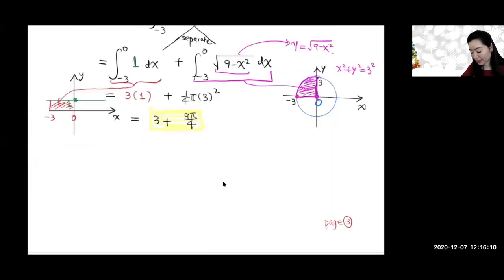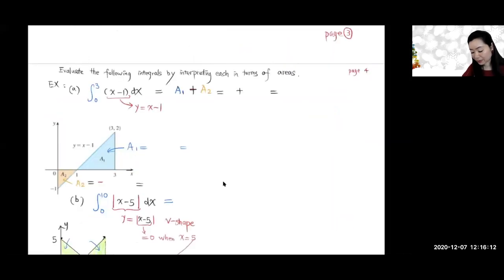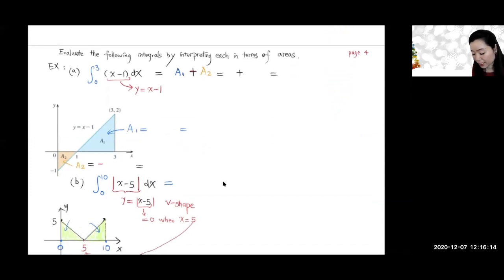Okay, the next one over here. Let's try to evaluate this integral here by interpreting this in terms of area. So the function here is y equal to x minus 1. So this is a graph for y equal to x minus 1, with y-intercept -1 and slope 1. So this is the graph of y equal to x minus 1.